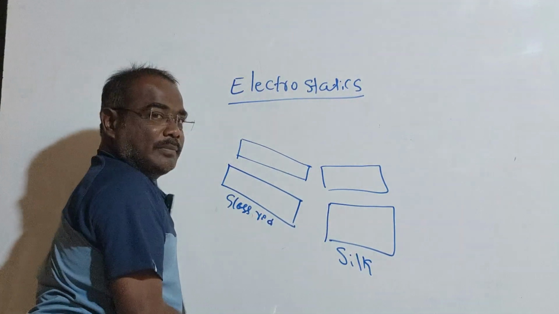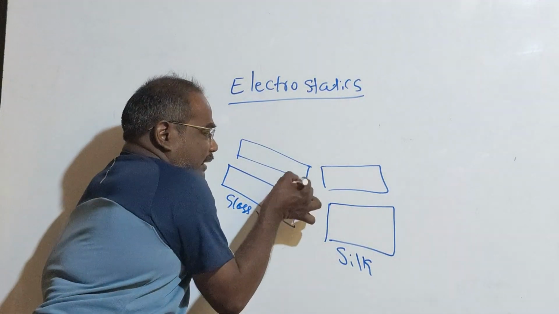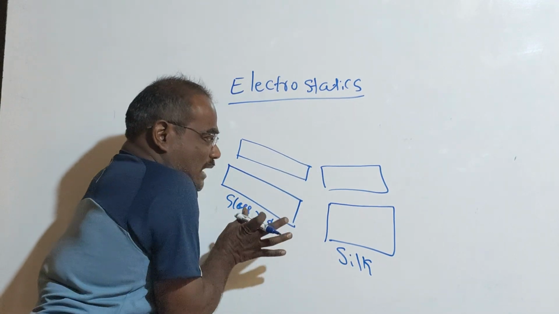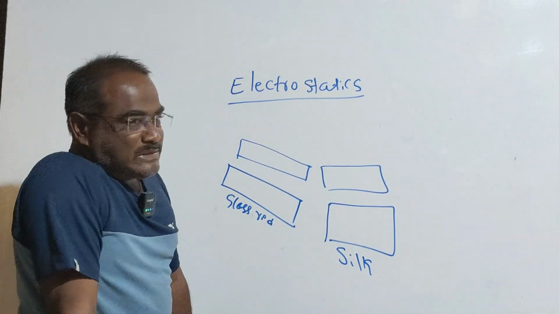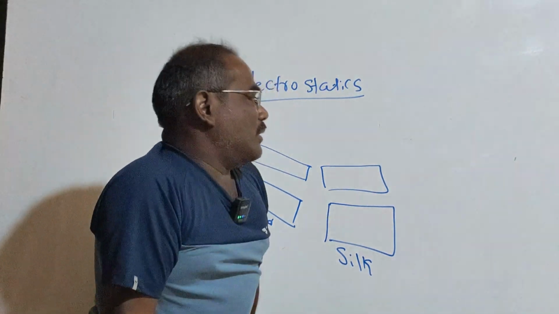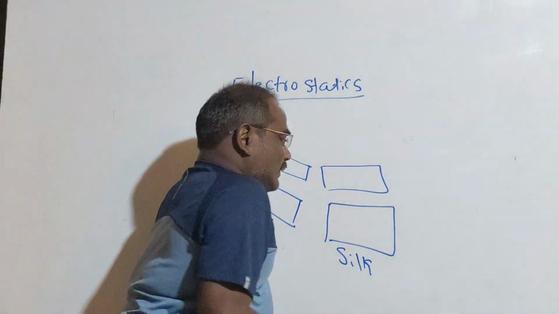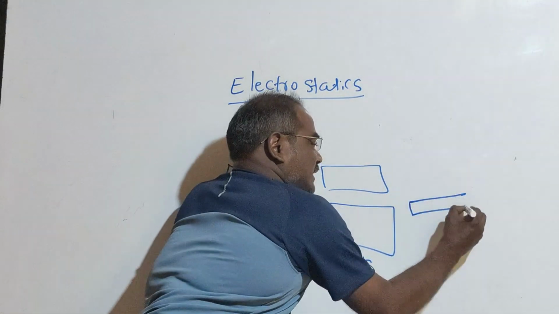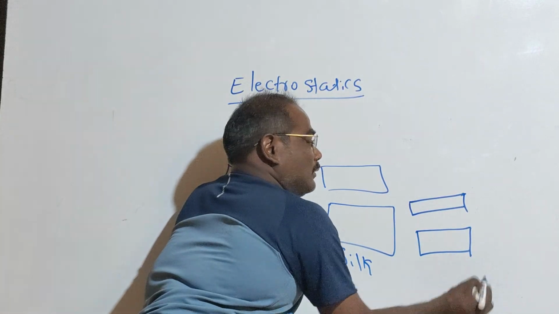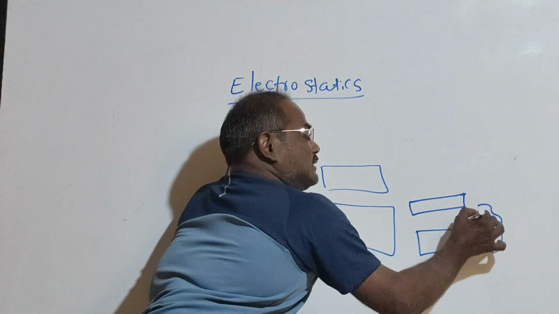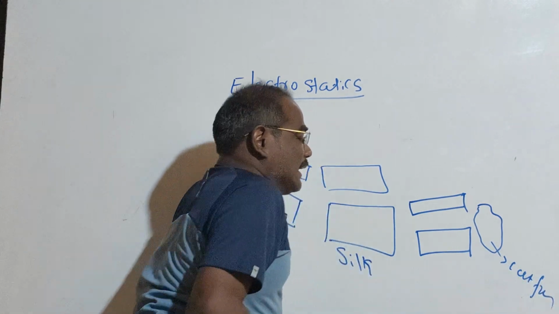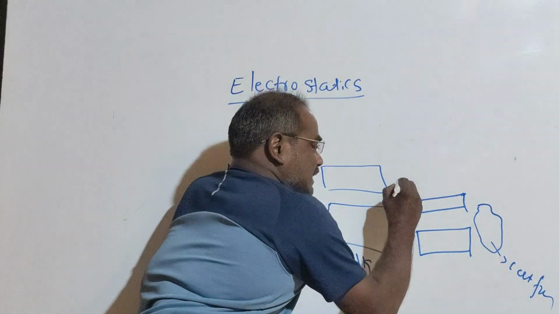After rubbing, if I try to bring these glass rods close to each other, they start to repel each other. And one more experiment. I will take two plastic rods. These are rubbed with cat fur. These are plastic rods.